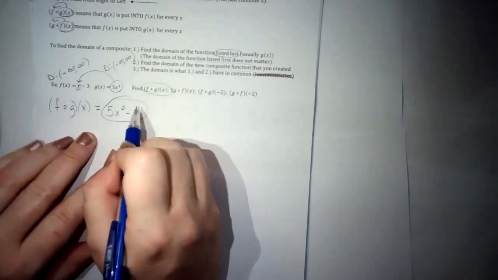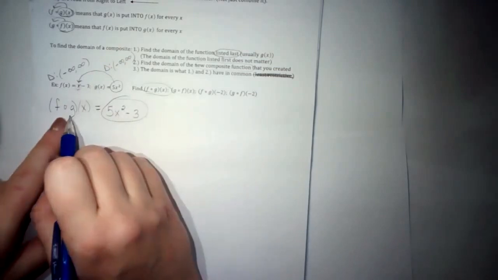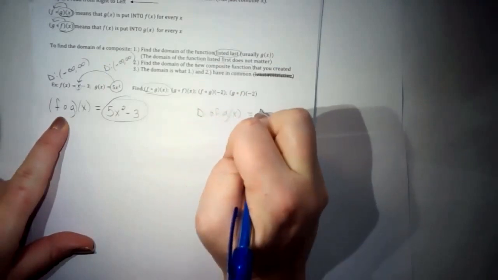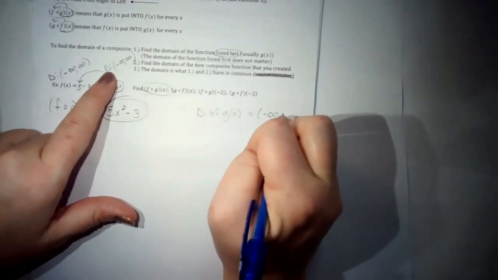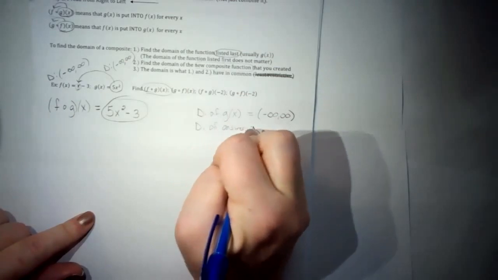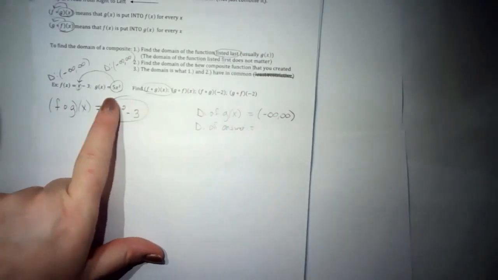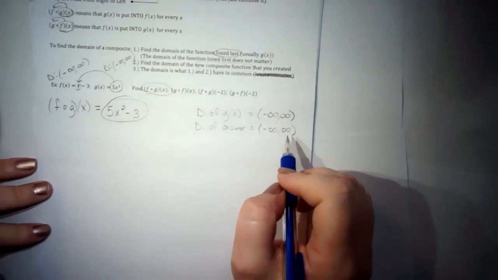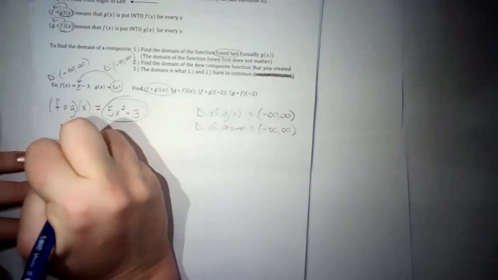Now, to find the domain for this, I need the domain of g of x, which we said was this, and I need the domain of my answer. So here's my answer. What would its domain be? Same thing, all real numbers, because it has no denominator and no radical. So what do they have in common? All real numbers. That's the official domain.